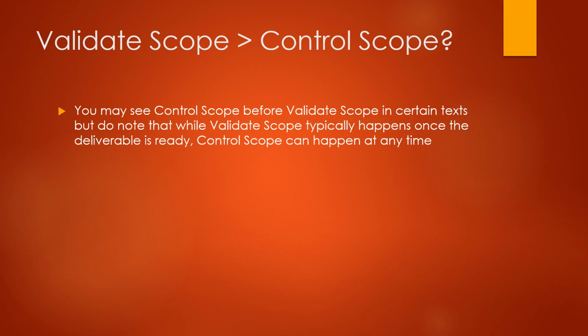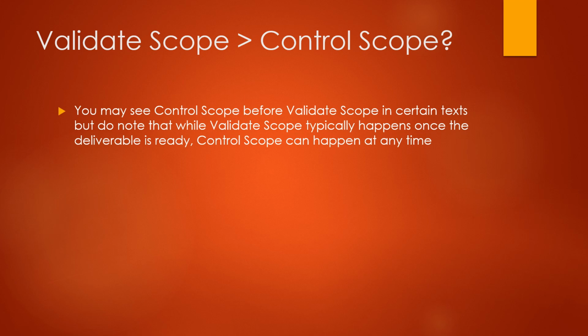But control scope is something which can happen at any time. The steps that we just talked about, right? They can happen at any given time during your project, right? So that is the reason why control scope can take place anywhere. In certain texts, if they say that validate scope is before control scope, right? They just talk about validate scope before control scope. That doesn't mean that you will control scope only after the validate scope process. Control scope can happen at any given time in the project.